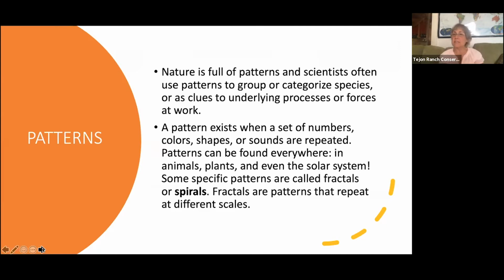A pattern exists when a set of numbers, colors, shapes, or sounds are repeated. Patterns can be found everywhere: in animals, plants, rocks, the solar system. Some specific patterns are called fractals or spirals. Fractals are patterns that repeat but at a different scale.